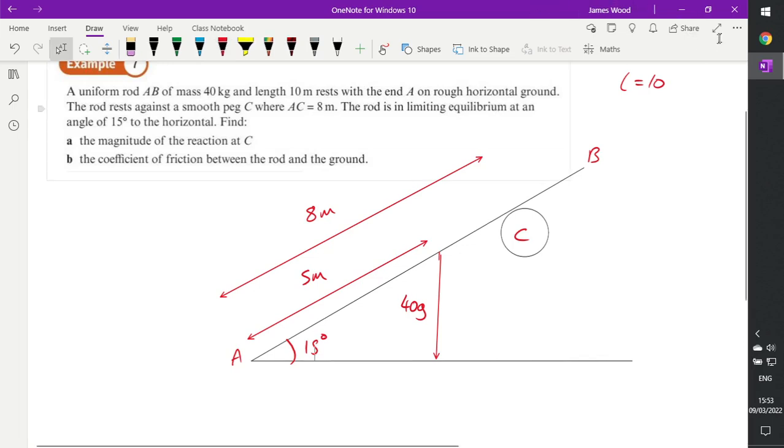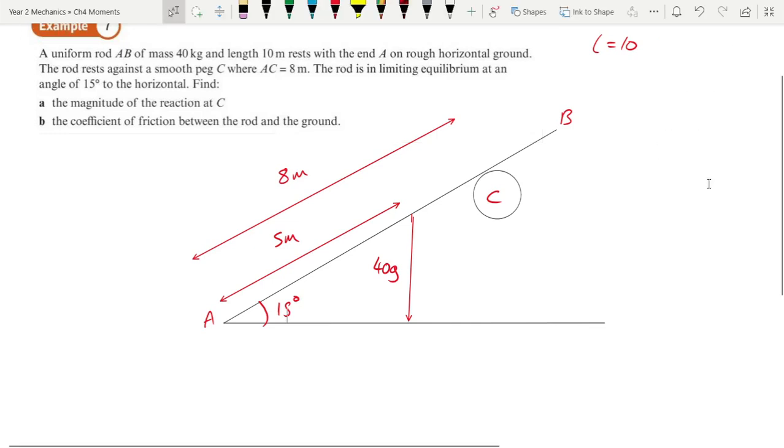Now, things that are different here, obviously we've got a peg rather than a wall or anything like that, so that's slightly different. But we've also got rough horizontal ground, it says. So there's going to be some frictional forces on the ground down here as well. Now, we will still have a reaction force from the ground upwards, so that's going to be RA.